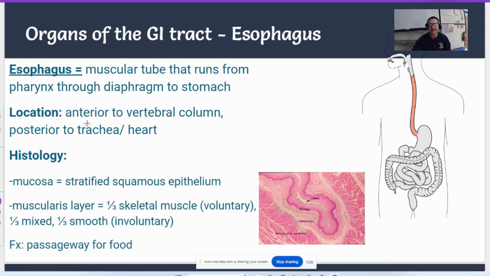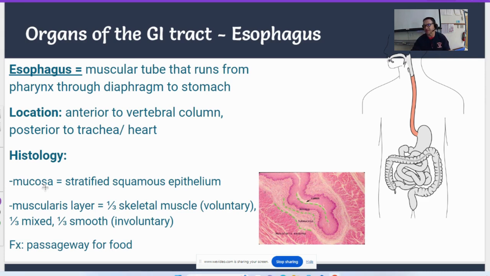Where's it located? It's anterior to your vertebral column, your spinal cord. Posterior to your trachea and the heart. Trachea, that's the windpipe, so that's where that goes to the lungs. Histology, what's it made out of? So the mucosa, remember the layers of the GI tract, you have the lumen, the space in the middle. Then you have the mucosa, submucosa, muscularis, and then usually a serosa.